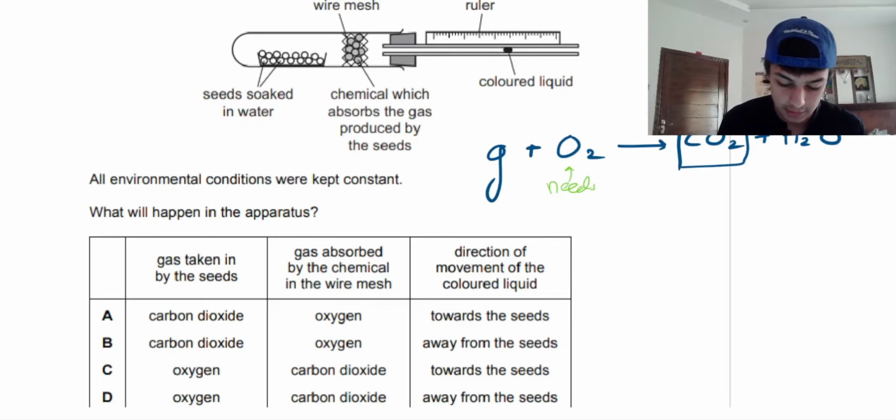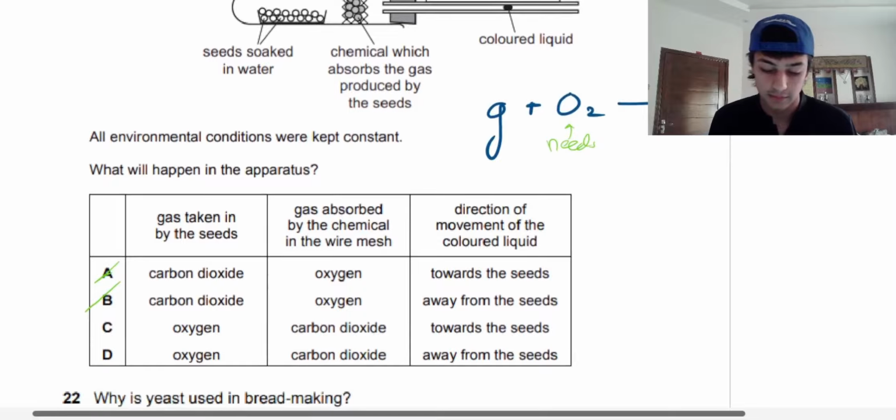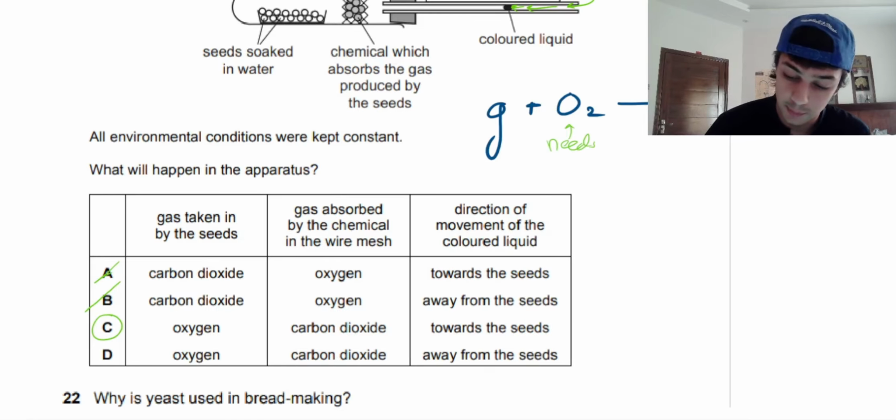The gas is taken in, and obviously oxygen in, cancel both out. The gas absorbed by the chemical in the wire mesh is obviously carbon dioxide. And the direction of movement of the colored liquid is going to be towards the seeds, because the oxygen is going to start moving inwards, and that's going to push the liquid towards the seeds.